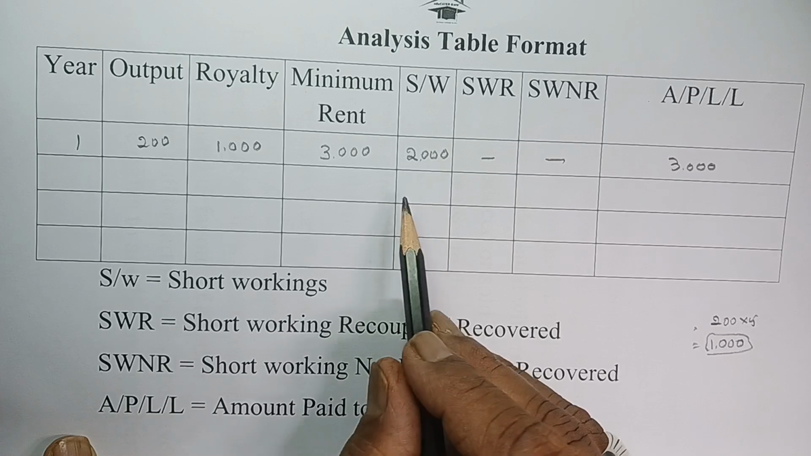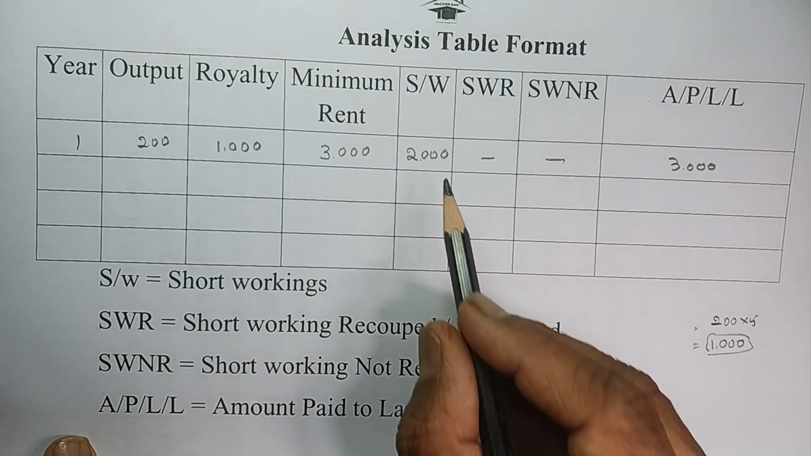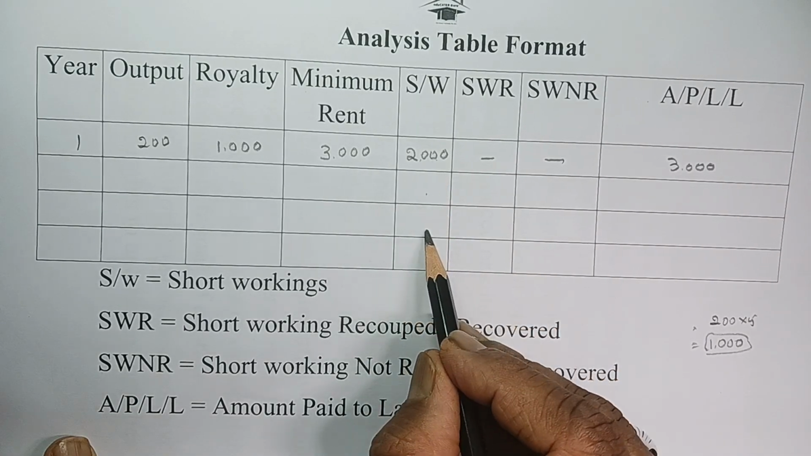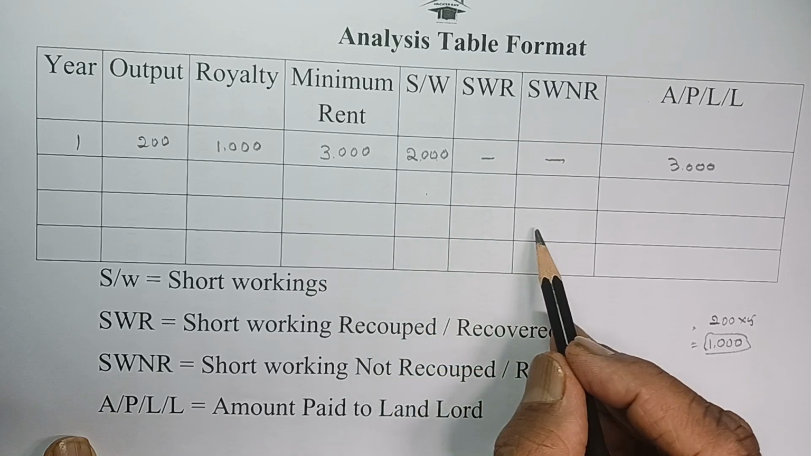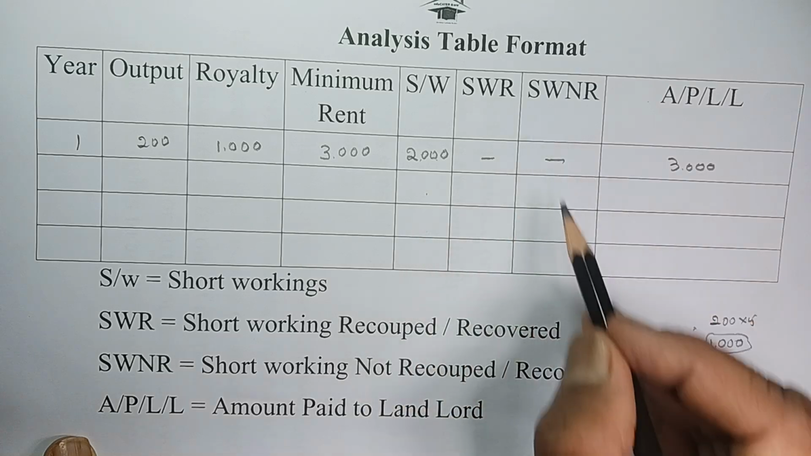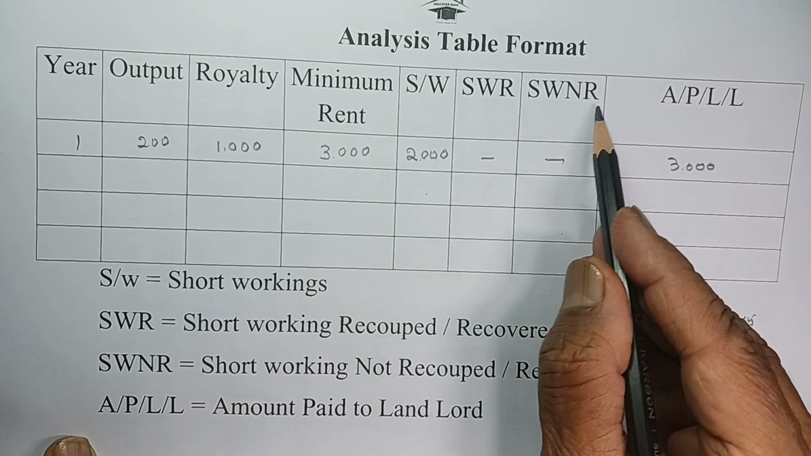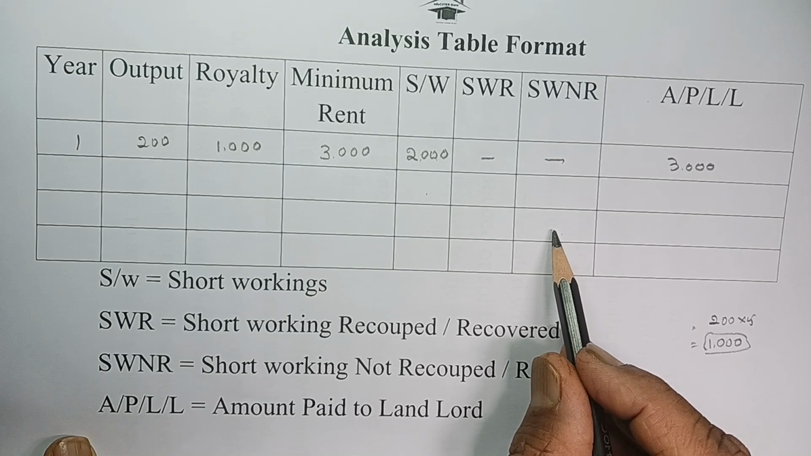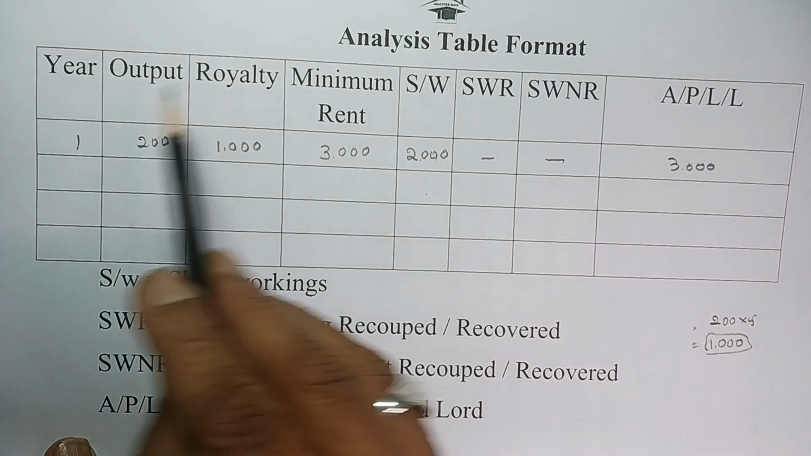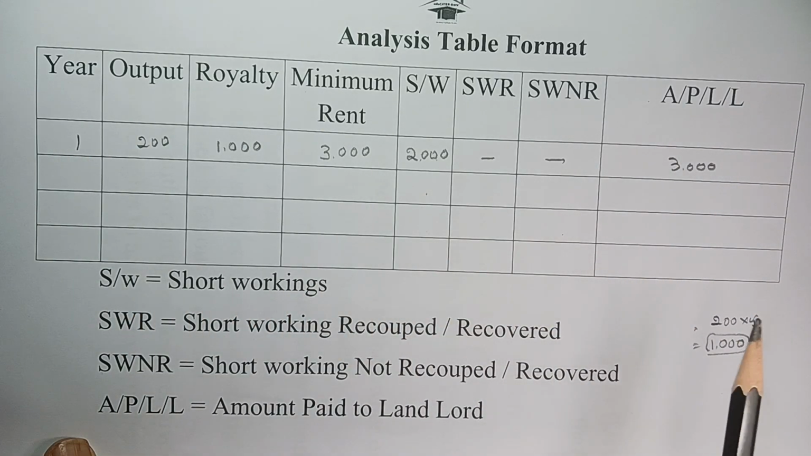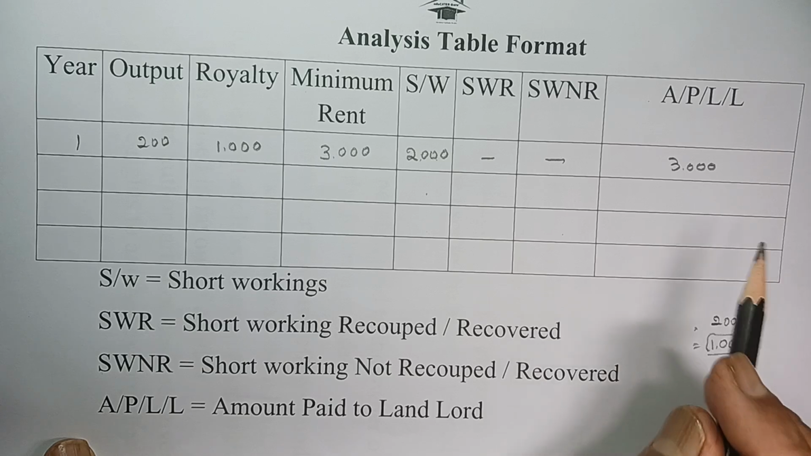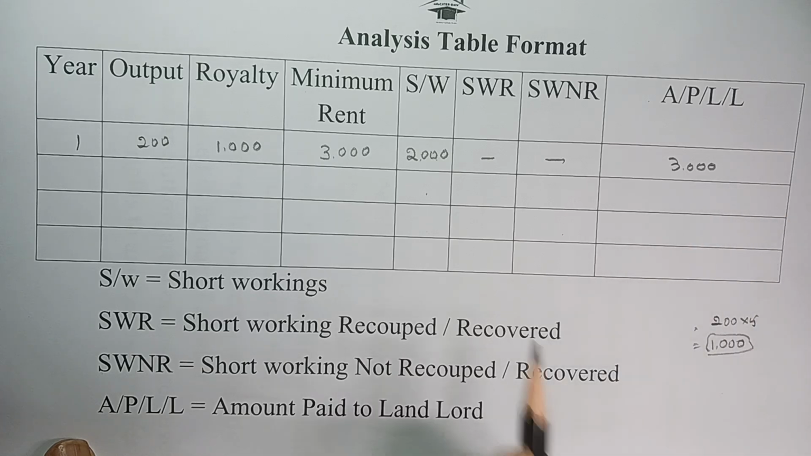Then it is very simple: assuming it is fixed for the first 3 years, first year, second year, third year. If you are able to recover this 2000 in the first 3 years, then automatically it is recouped. If it is not recouped, then it will be transferred to short working not recouped, which we transfer to profit and loss account. So try to understand this table. If you become master in this table, you have mastered royalty accounts, right? So we will work out separate problems on fixed recoupment as well as floating recoupment.